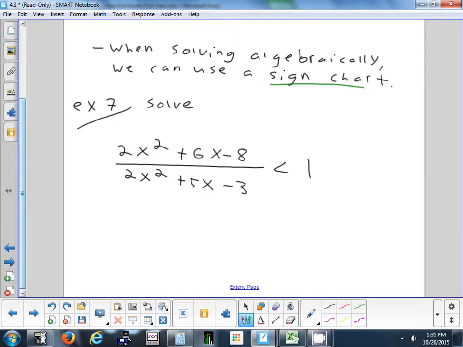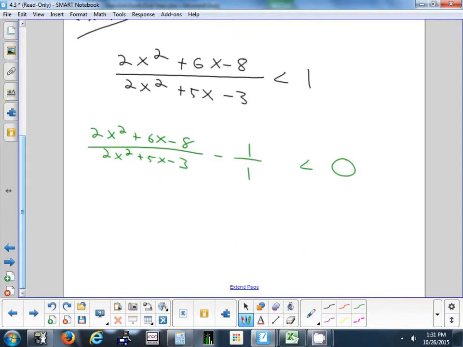Okay, so first thing I'm going to do is put everything on one side. How would I move the 1 to the other side? Subtract it. And I'm going to write it as a fraction. 1 over 1, less than 0. Now, can I just take these two fractions and just combine them together?